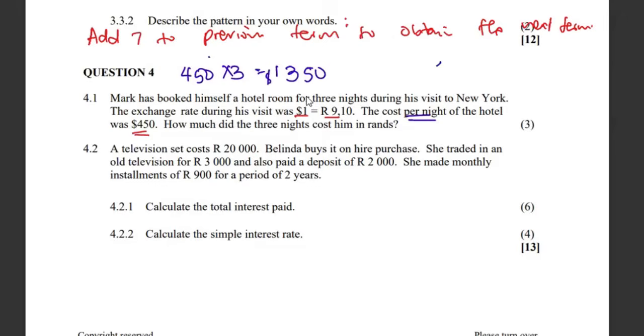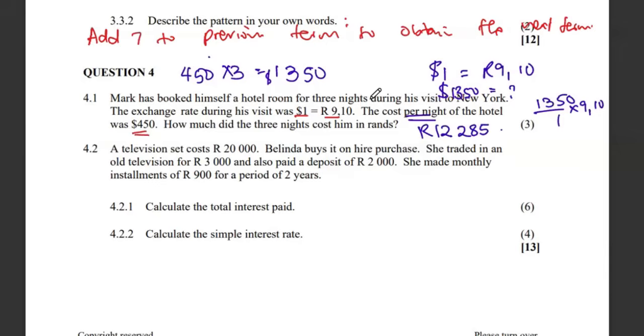But if $1 is 9 rands and 10 cents, then how about $1,350? So we're going to say 1,350 over 1 multiplied by 9.10. So this guy is going to spend a whopping 12,285 rands altogether. All right, then 4.2.